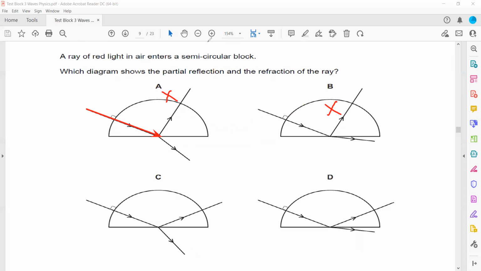But when light moves from glass to air, when we draw the normal, the speed increases. So as the speed increases, it should bend away from the normal. Here, why is it wrong? Because it is bending toward the normal. But moving from glass to air, it should bend away from the normal. So D is the right answer.